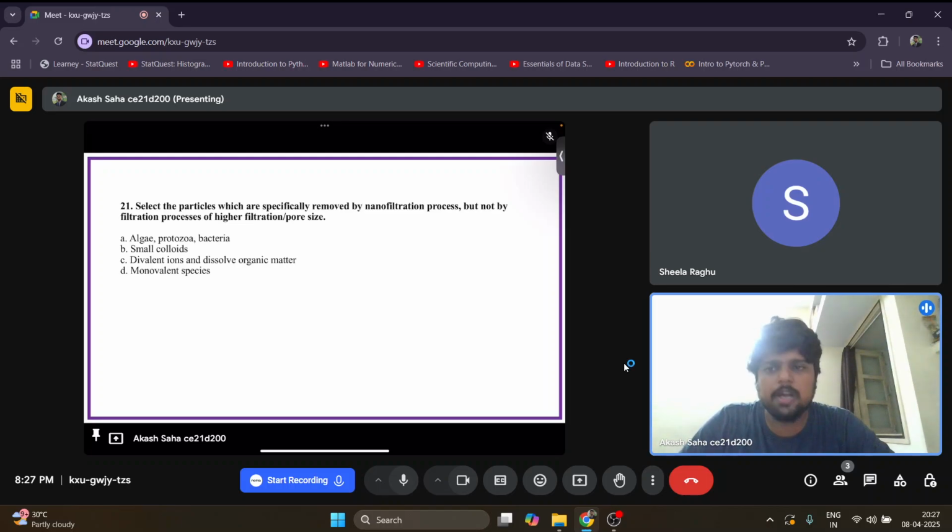Is it some small colloids? Is it some divalent ions or organic matter, or some monovalent species? What do you think will be removed by only nanofiltration, not by something else?